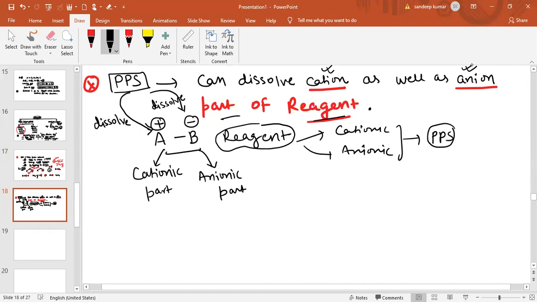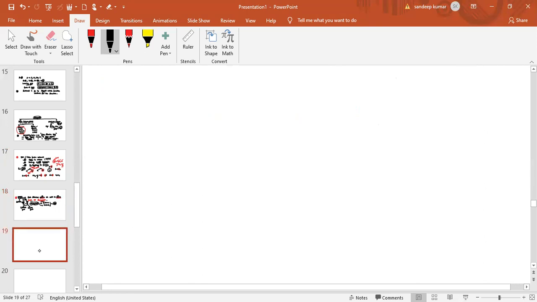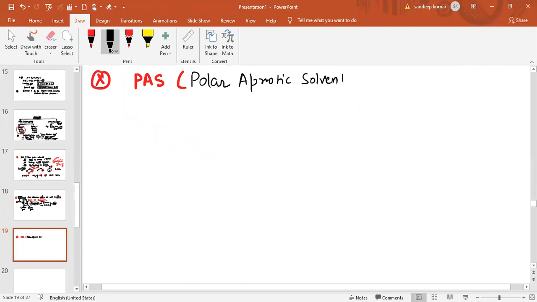So this is all the concept regarding the polar protic solvent. Now I am going to discuss with you the polar aprotic solvent. The next thing we are going to discuss is PAS. What is PAS? This is basically the polar aprotic solvent.